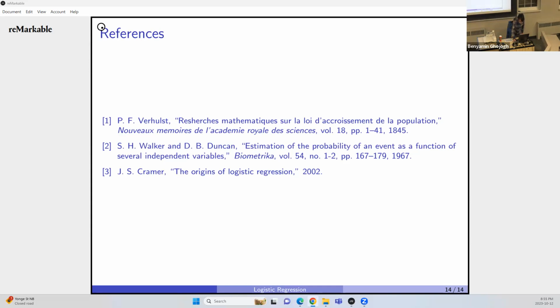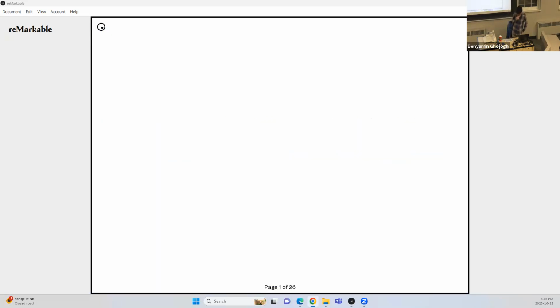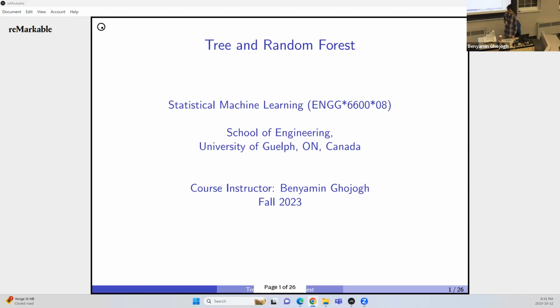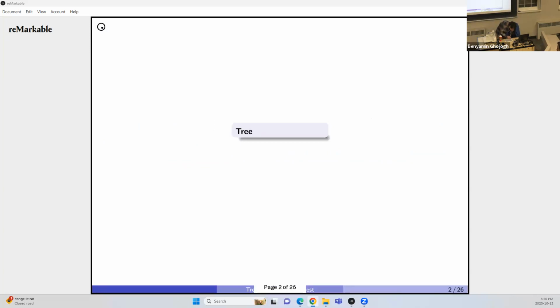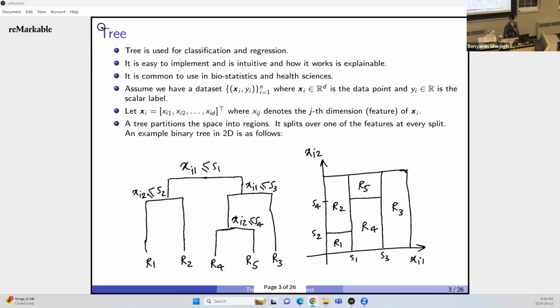The next topic is trees and random forests. First, let's talk about trees. A tree is used for classification or regression, right? It is easy to implement, so its benefit is that it's easy to implement. In coding, we need recursive functions for modeling a tree, right?